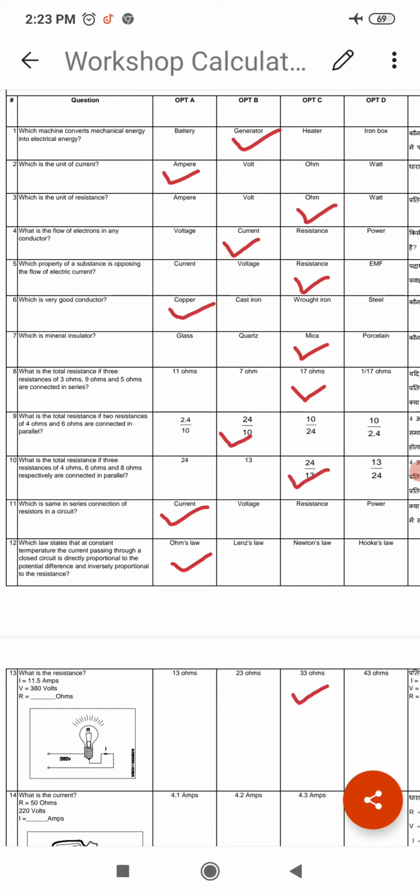What is a very good conductor? It's copper. Option A. What is a mineral insulator? It's mica. Option C. What is the total resistance if the three resistances of 3 ohms, 9 ohms, 5 ohms are connected in series?